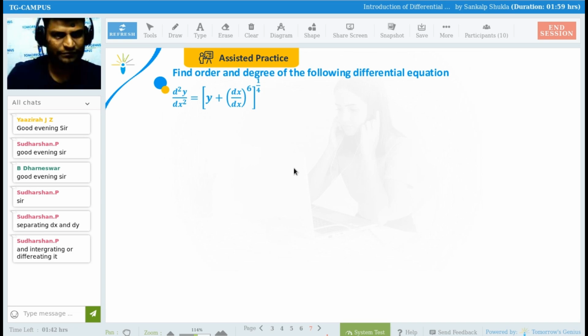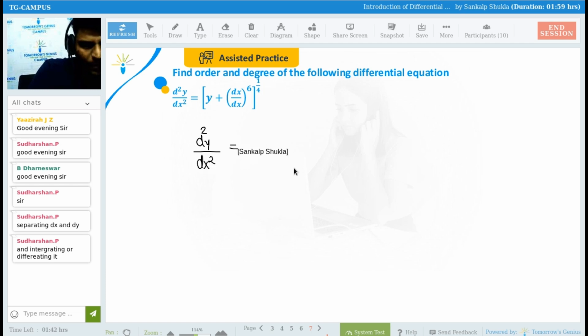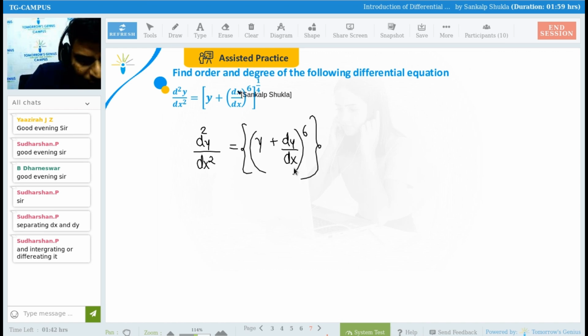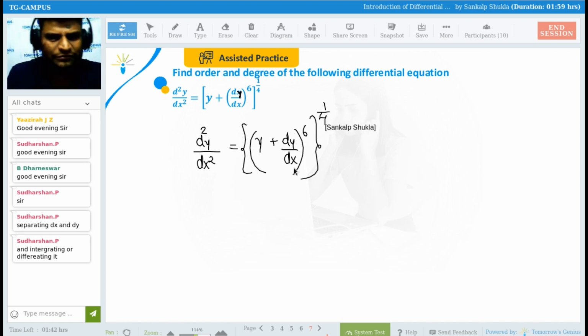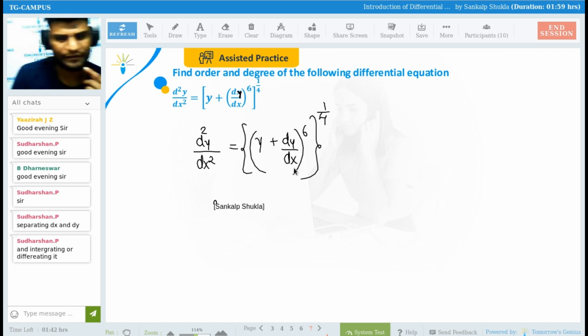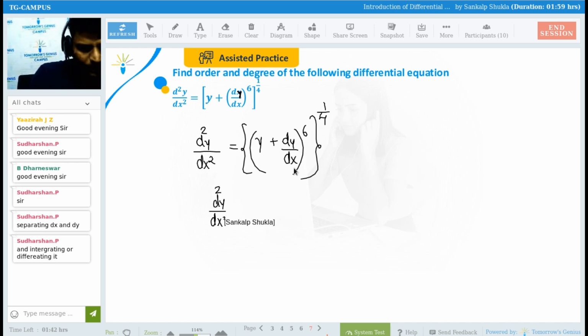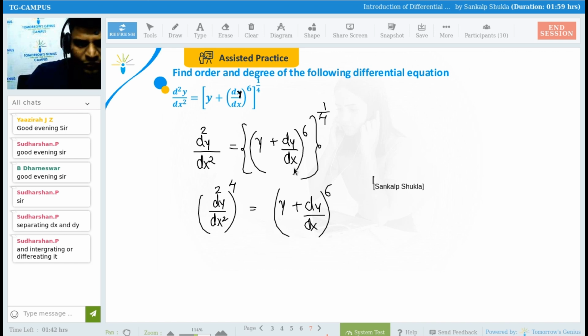We have solved this question, right? So d2y by dx2 will be (y plus dy by dx) raised to the power 6. This is not dx, this is y. We have just now solved this question. By taking the fourth power on both sides, it will become (d2y by dx2) whole power 4 equals (y plus dy by dx) whole power 6. So order is 2 and degree is 4.